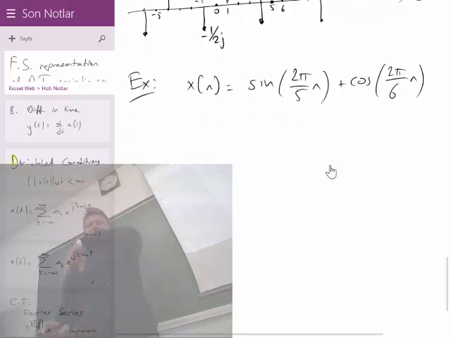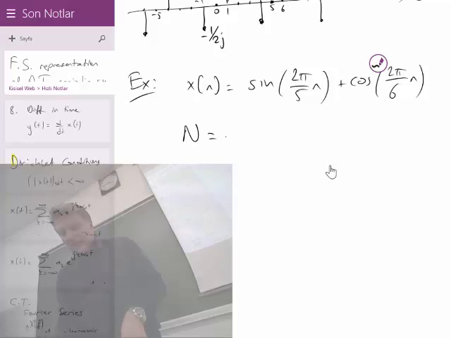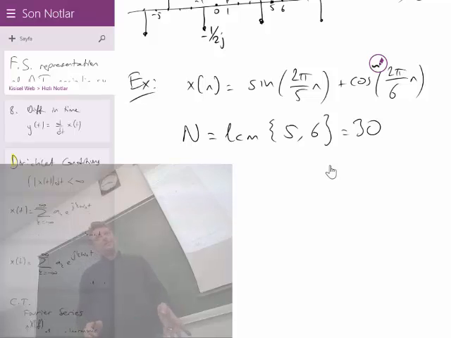What are the Fourier series coefficients? Again, the trick here is to determine the fundamental period and the fundamental frequency. And with respect to the fundamental frequency, which index does the first one correspond to? And which index does the second one correspond to? What is k for this? First of all, what is the fundamental period? The fundamental period is least common multiple of 5 and 6, which is 30, just like the exam.